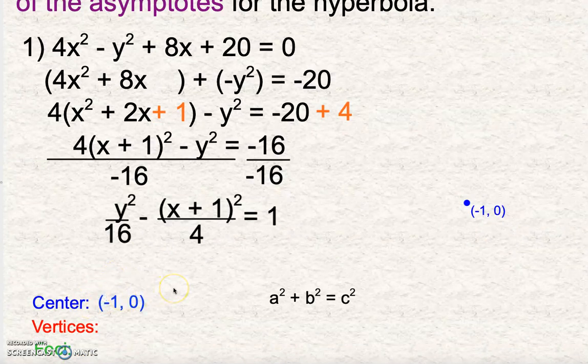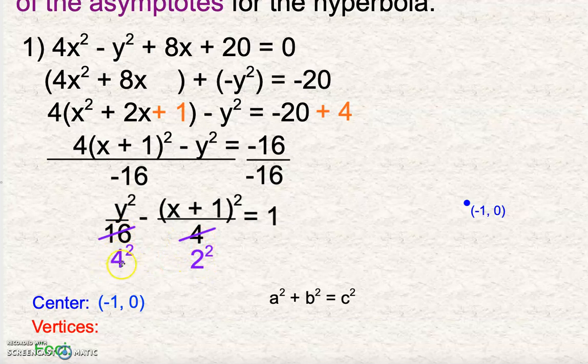Now, here's how you graph a hyperbola. It's very important that you find the A and the B, because the A and the B are going to set up our fundamental rectangle. And the fundamental rectangle, you remember, helps us draw those asymptotes in. So A is 4, B is 2.